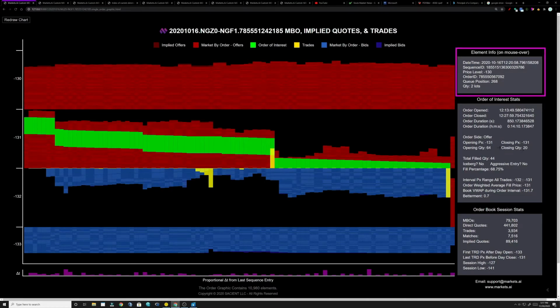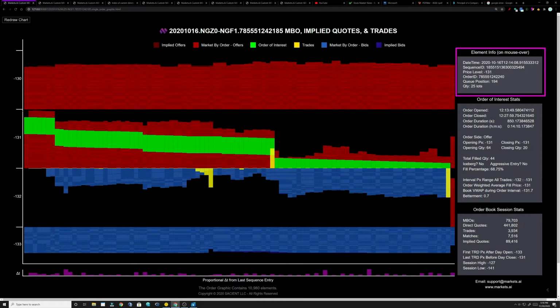Let's look at our element info. So each one of these little rectangles here is a message element. And as I move over them, you can see in the element info box in the upper right hand side, all the numbers are changing, times are changing, sequence numbers are changing, prices are changing. So you can hover over any particular element and get all the information on it.